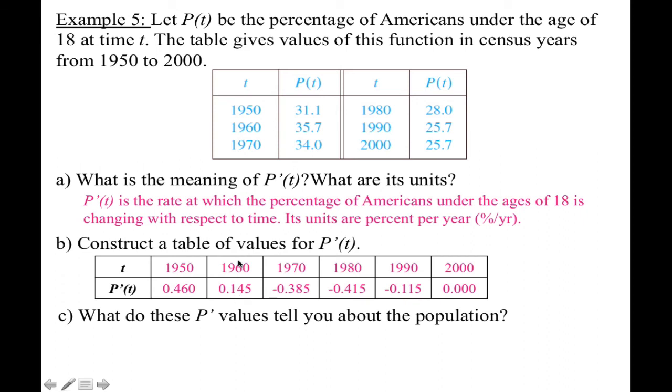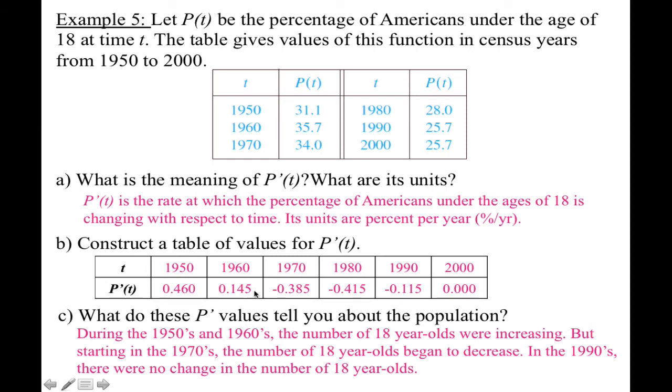Now for the rest of them, 1960, 1970, 1980, and 1990, you basically take the average rate on the left, average rate on the right, and then you average them. And that's how these numbers came about. So what do these P prime values tell you about the population?